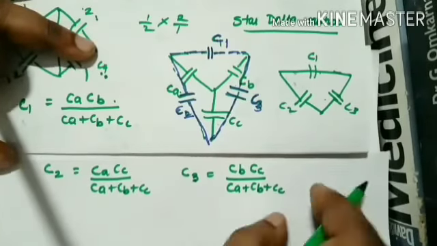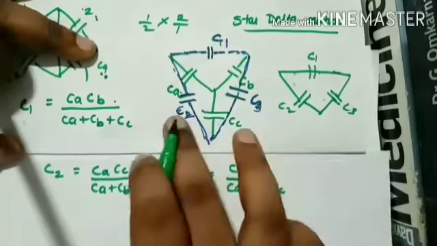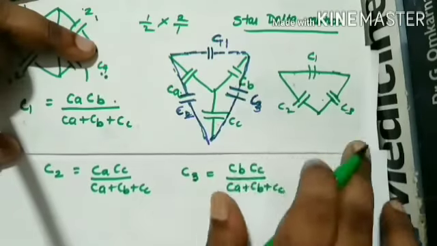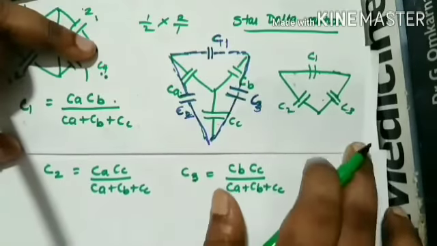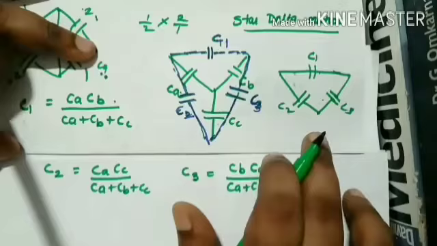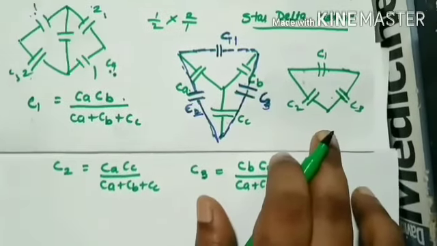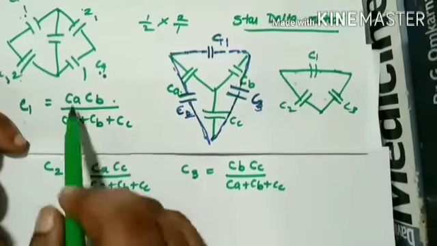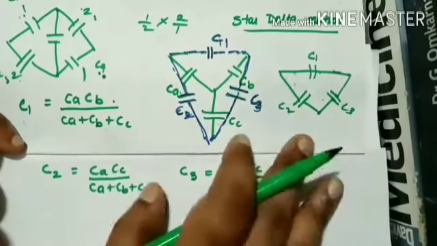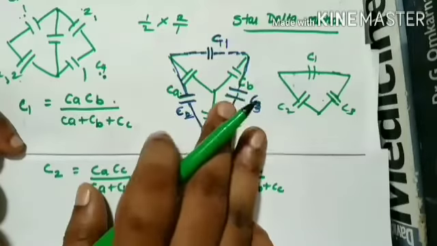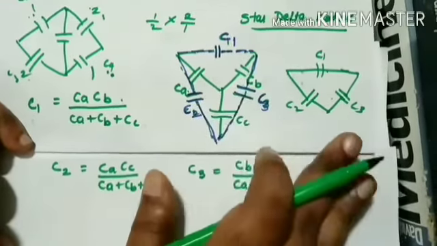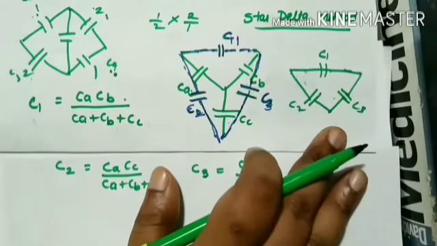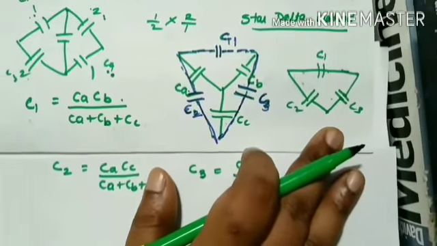Guys, these are all neat topics. I'm taking this because in our last year many neat questions were asked in the CBSE board exam, so we have to learn these criteria. Now you have C1, C2 and C3, right? This is how you convert a star connection to delta connection. This much is clear. Now we will go for the Wheatstone's bridge.